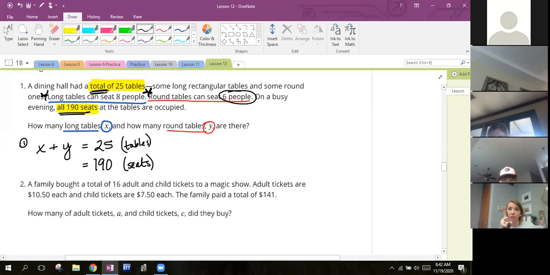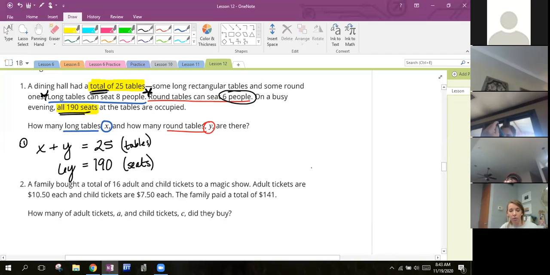So how would I figure out how many, like 24 tables would seat? What would I do mathematically? Multiply. I would multiply, okay? So if I just had one table, it'd be 6, but we're going to multiply it by however many tables we have. So that would be 6Y.